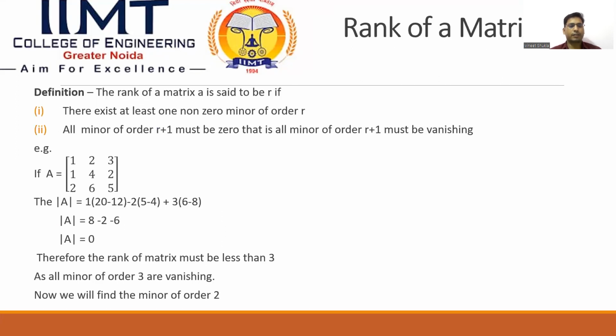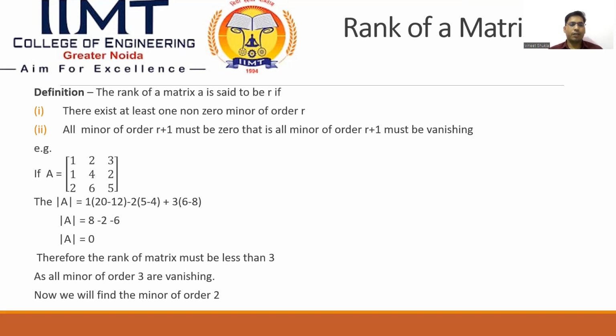Rank of a matrix. The rank of a matrix is said to be R if there exists at least one non-zero minor of order R. That is, all the minors of order R plus 1 must be 0, that is, all minors of order R plus 1 must be vanishing.